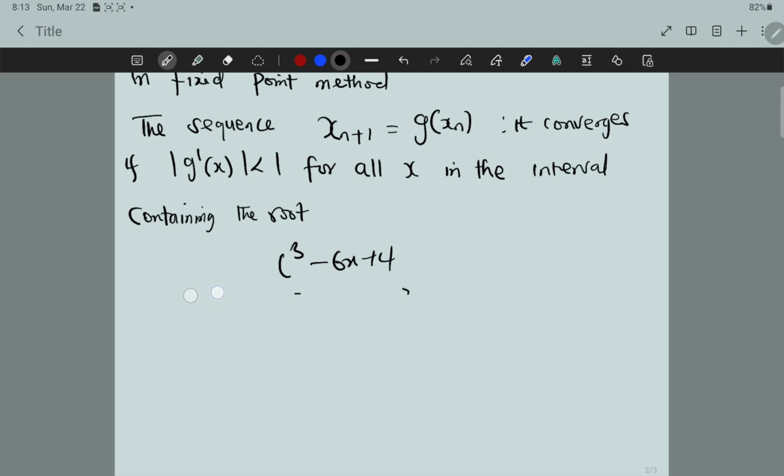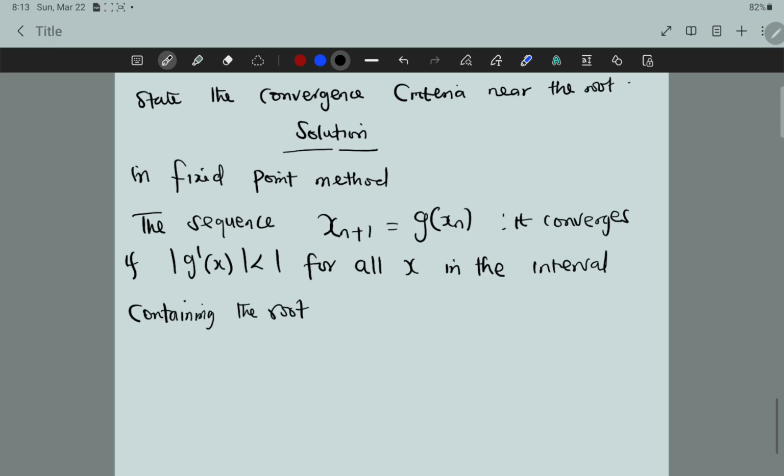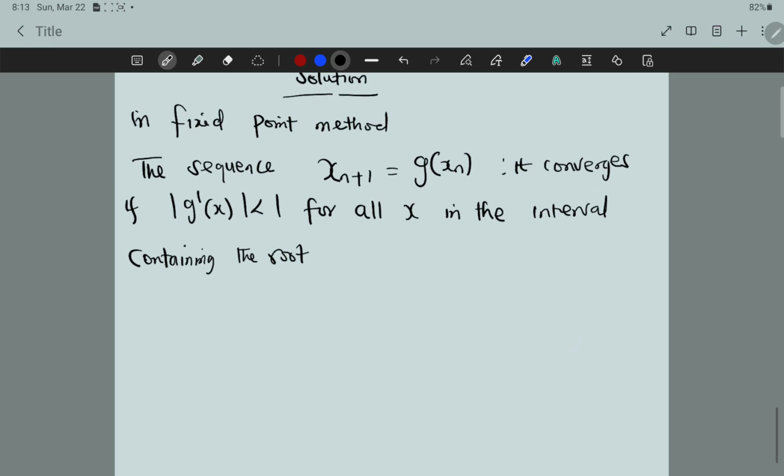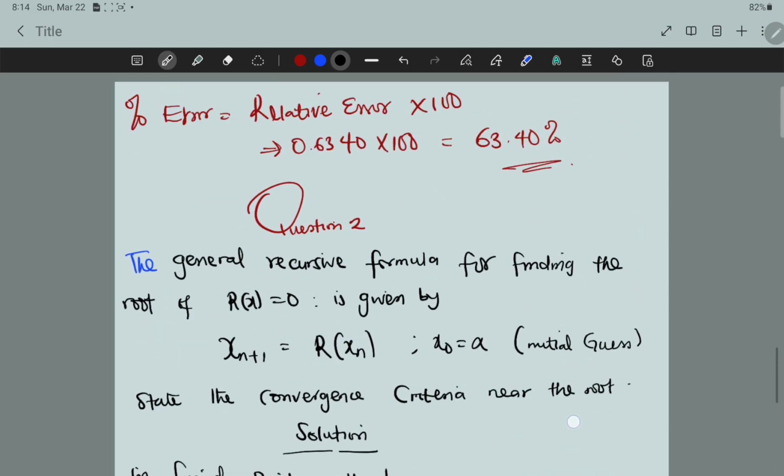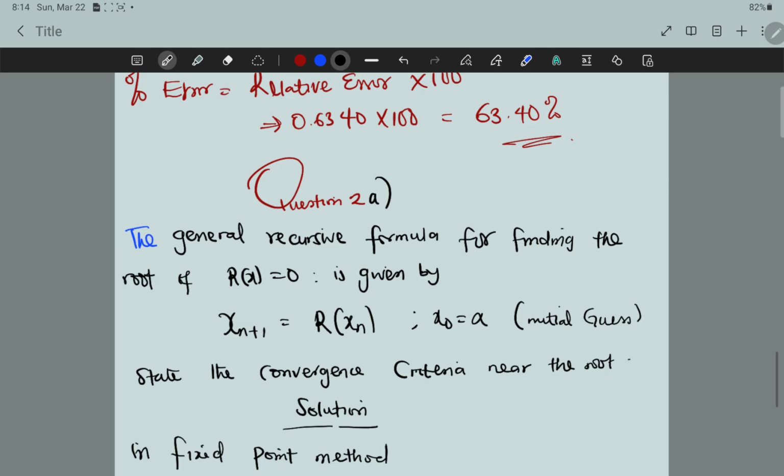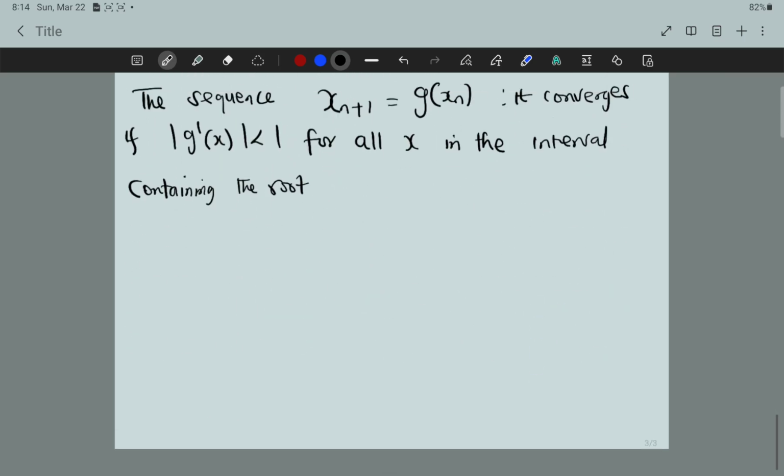All right, so the answer to that is that the sequence x_{n+1} is equal to g of x_n. It converges when the absolute value of the derivative is less than 1. We have solved question number 2a. Okay, the second part of the question, that's 2b now. I want to solve question 2b.